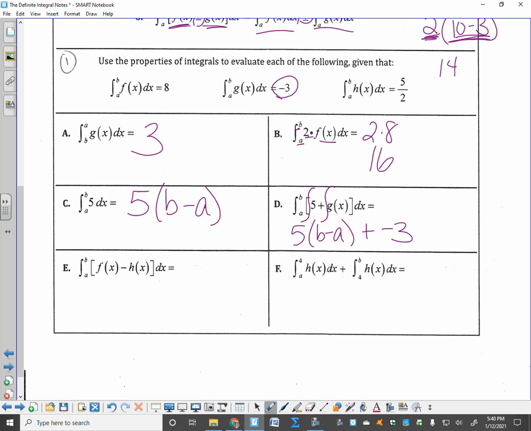F of x minus h of x, and again, you can look at this as 2 separate integrals, a to b, so nothing funky there. So f of x is going to be 8 minus 5 over 2, 16 over 2, so 11 over 2.